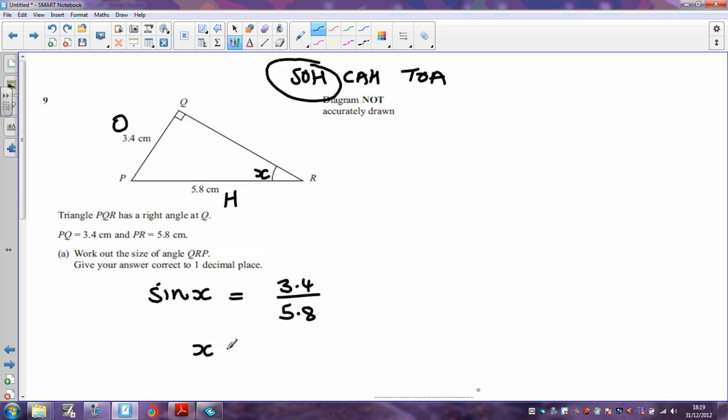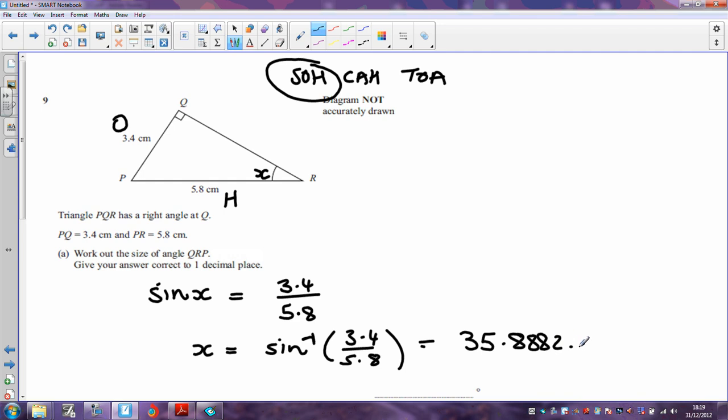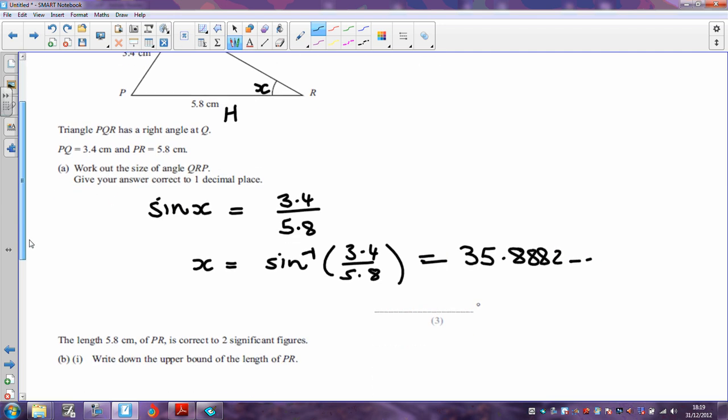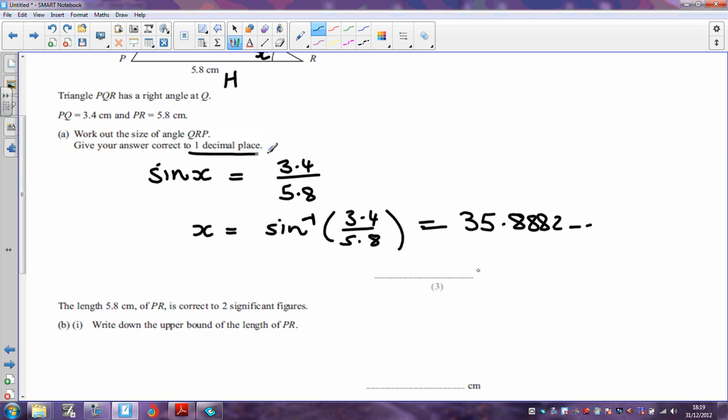In other words, we're finding an angle here. We have to do sine to the minus 1, or the inverse sine of 3.4 over 5.8. And our calculator gives us 35.8882, and so on. In other words, the angle that we're looking for, which I've called angle X, is to one decimal place, 35.9 degrees.